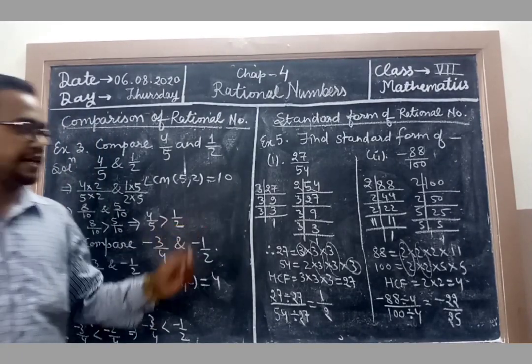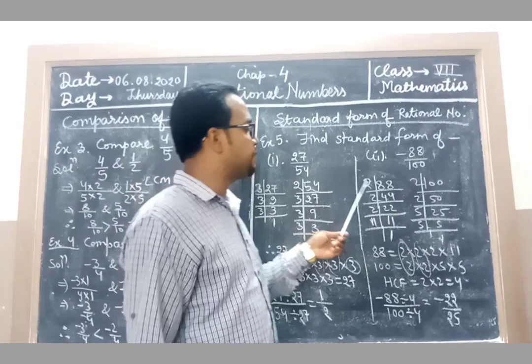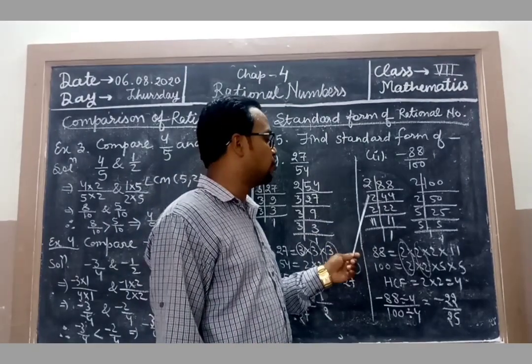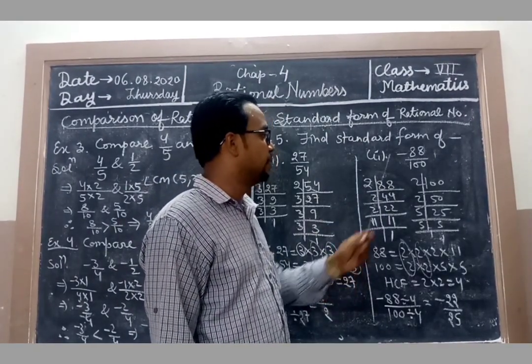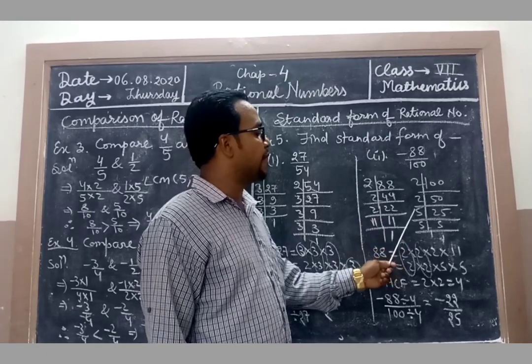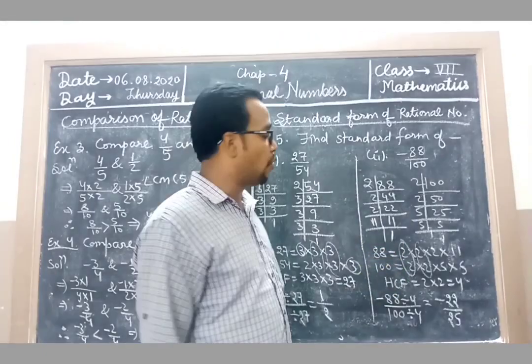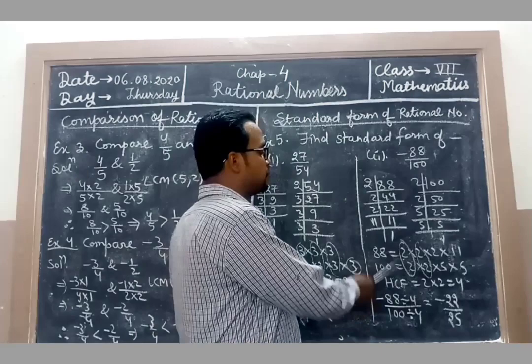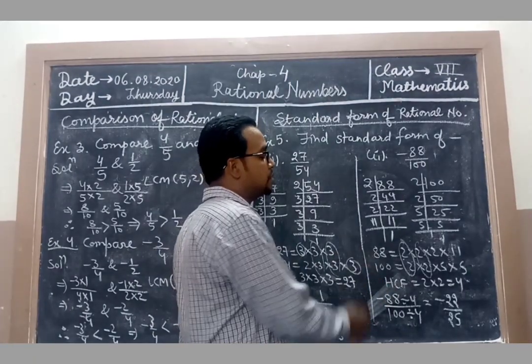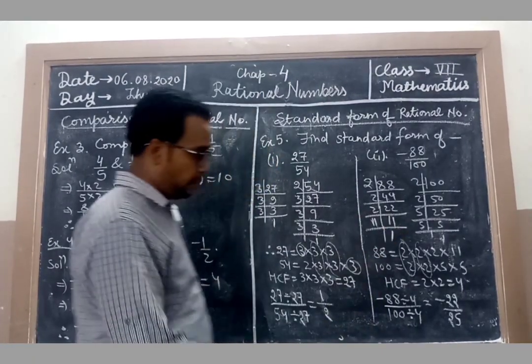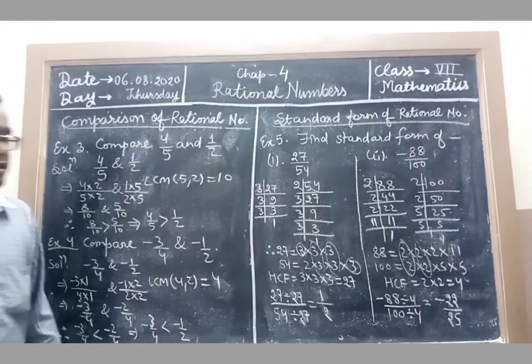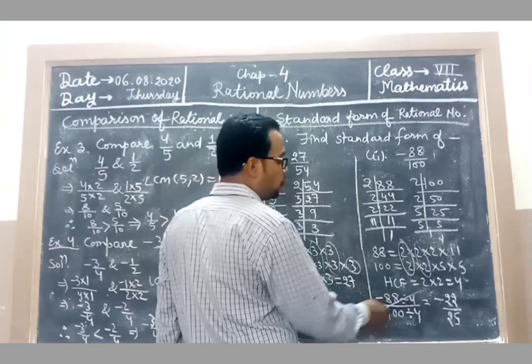Second example, minus 88 upon 100. First of all, we find the prime factors of the given numbers. 88: 2 into 44, 2 into 22, 2 into 11, 11. 100: 2 into 50, 2 into 25, 5 into 5. Now we observe that 2 comes in both the numbers, and again 2 comes in both the numbers, but the remaining numbers do not come in both. So the HCF is 2 into 2, that is 4.